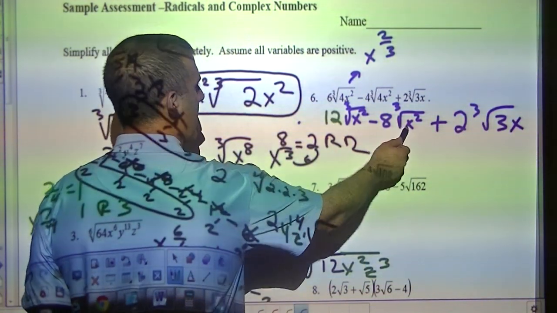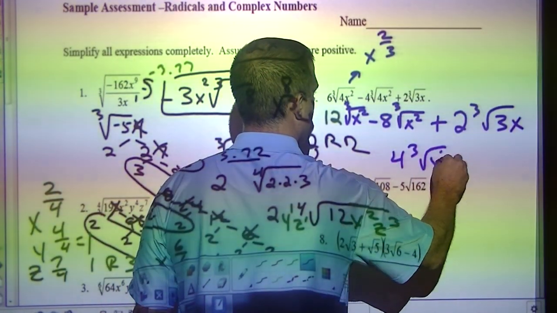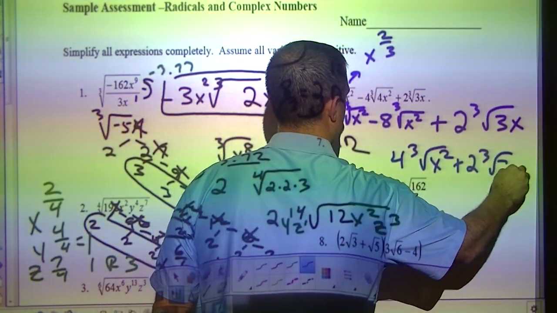So the only things that are going to combine here are these two. So 12 minus 8 is going to be 4 cube root of x squared plus 2 cube root of 3x.